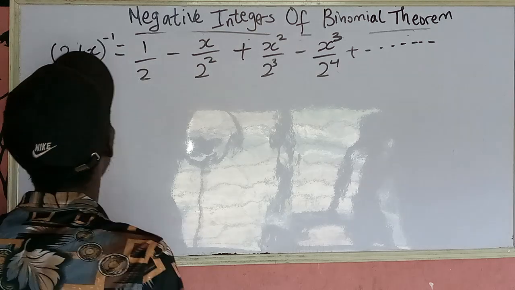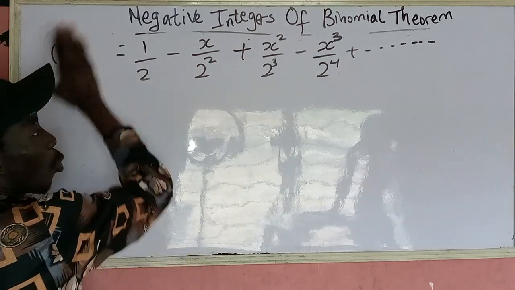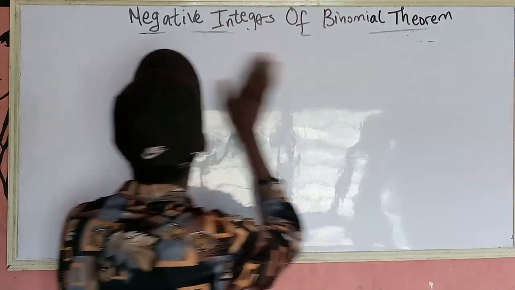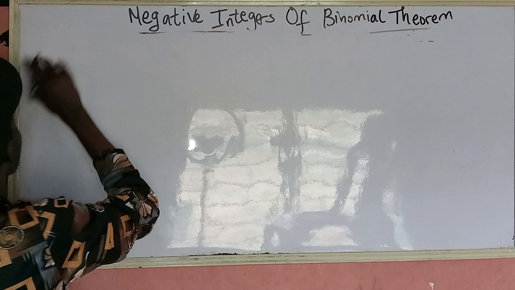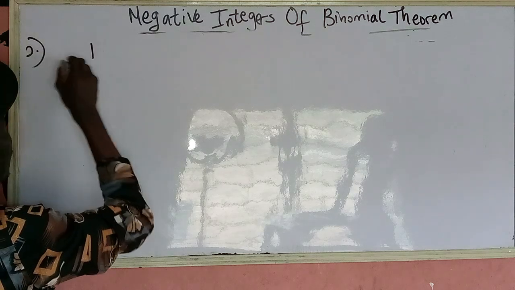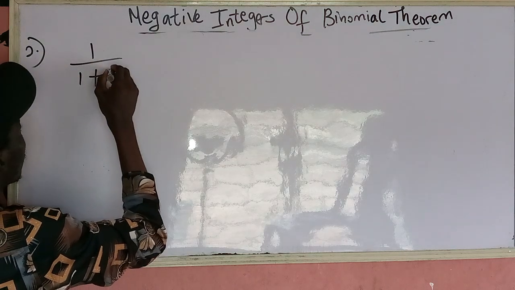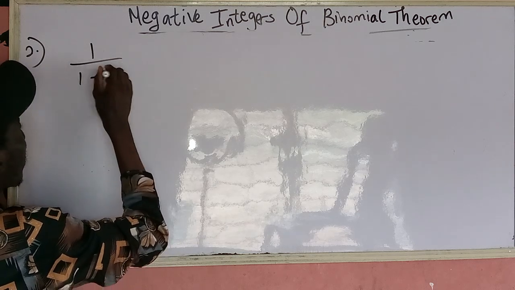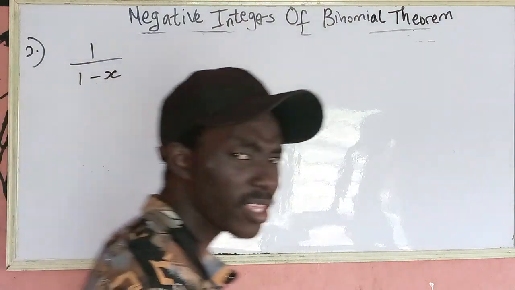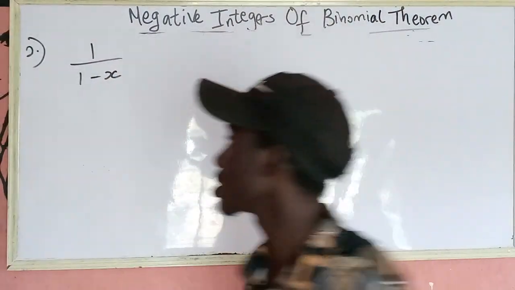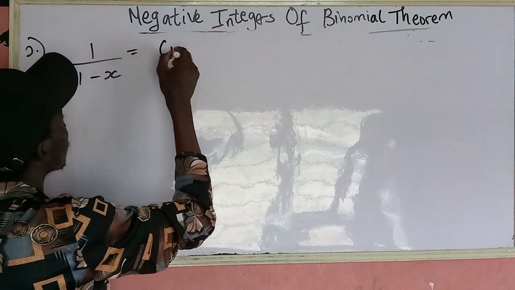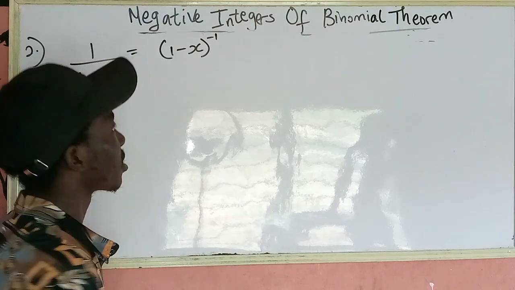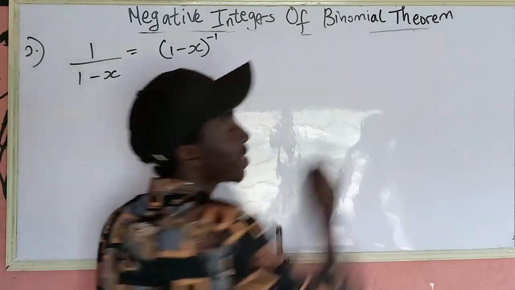Let's check out a new one. Number 2, 1 over 1 plus, let's say, x minus x. How do you solve this? Very good. Using the binomial theorem, you can do that. That becomes 1 minus x all raised to power minus 1. So my n is minus 1. Then I can expand it using the formula.